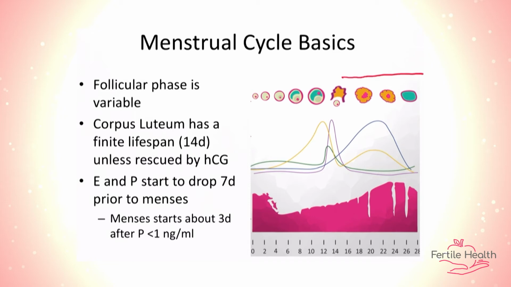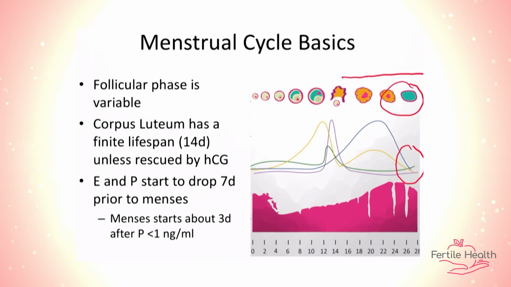The corpus luteum knows if it needs to stay on and support a pregnancy if the HCG hormone is being produced. HCG is the hormone that's produced when somebody's pregnant. And if HCG is not produced, the corpus luteum will realize, I'm not necessary anymore. So it starts to die off. And then as a result, these estrogen and progesterone levels will decrease. Estrogen and progesterone levels start to drop 7 days prior to a period. And menses, or the period, starts about 3 days after progesterone is less than 1.